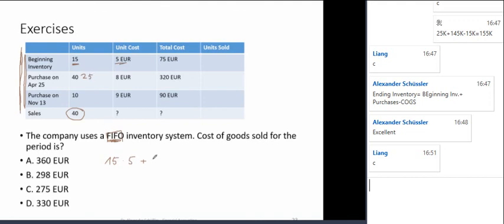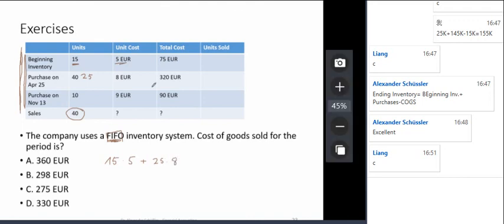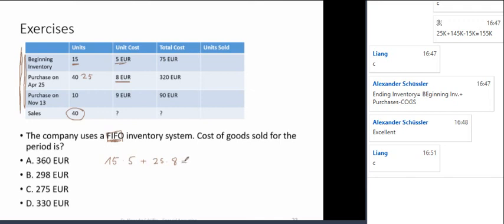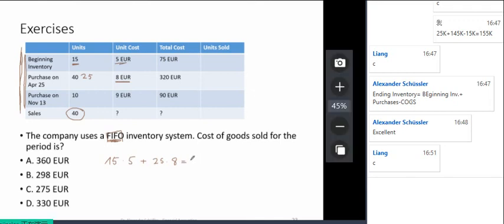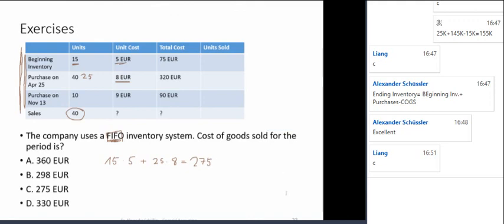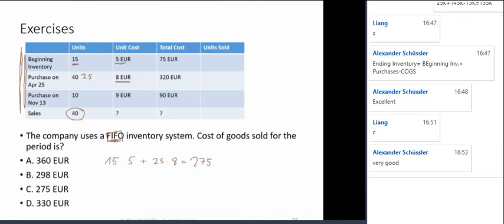Plus 25 times 8, because these 25 have cost 8 each. And the correct answer is 275. Very good, Liang. Very good. 275 is the correct answer.